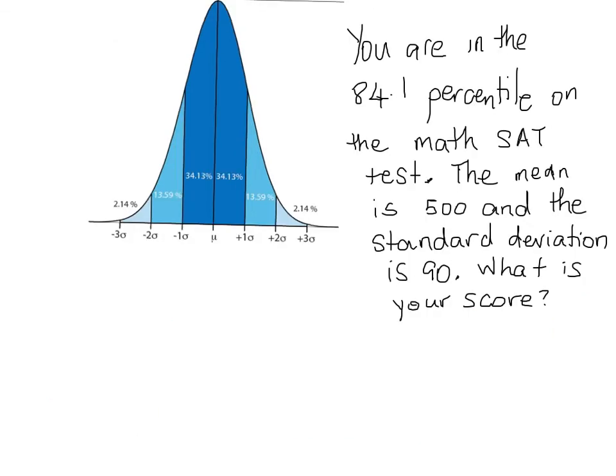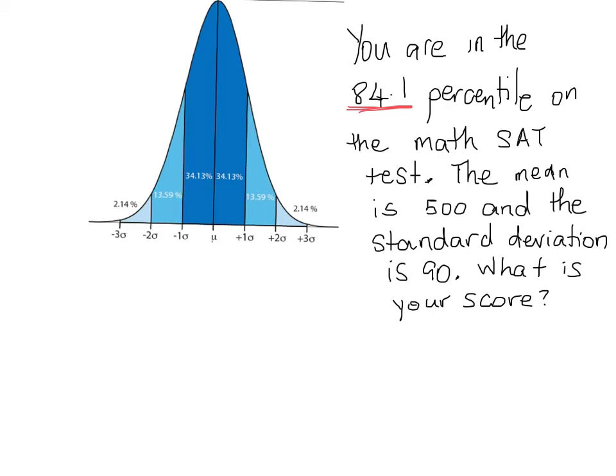So it's entirely possible for you to get a question going in the other direction. So in this question, you're actually given the probability and you're asked for the score. In the question before, you were given the score or given the weight or given the x value basically, and you were asked for a probability or a percent or a chance or the area under the curve. So now we're going to go in the other direction basically. So you are in the 84.1 percentile on the Math SAT test. The mean is 500 and the standard deviation is 90.